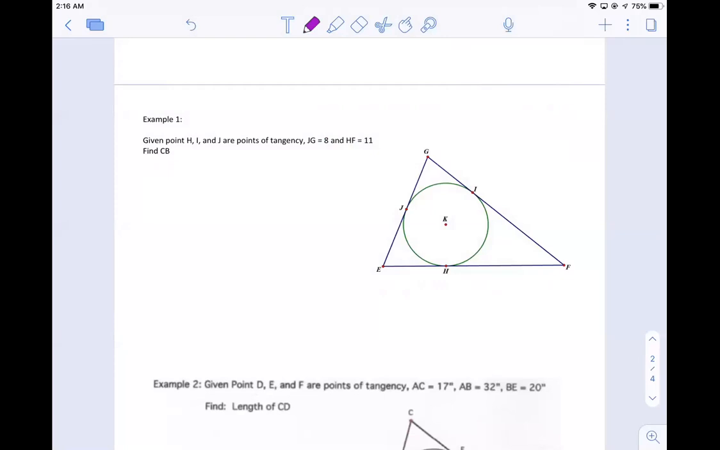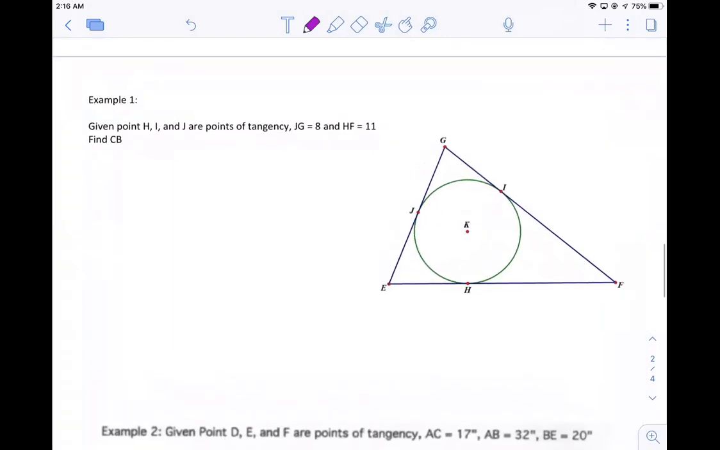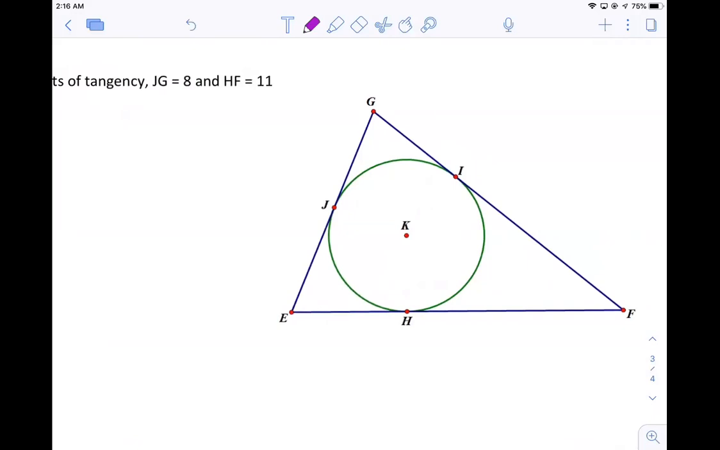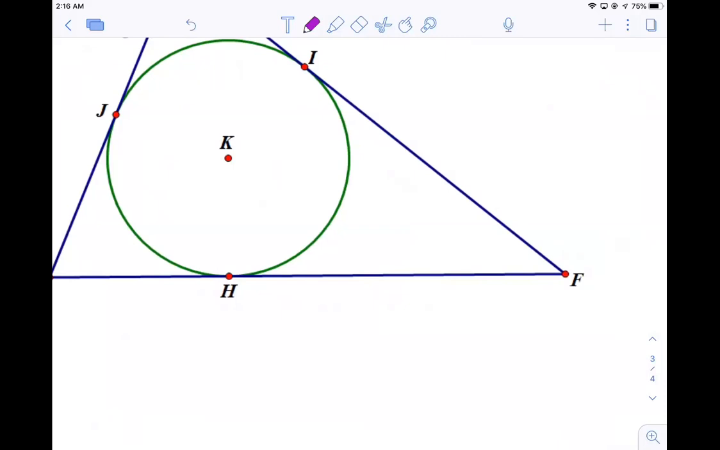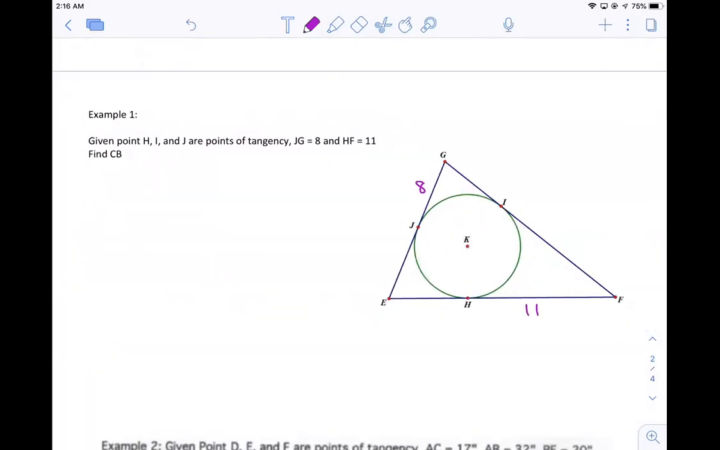Given points H, I, and J are points of tangency. JG is 8. HF is 11. Find the length of CB. There is no CB. I did not mean CB. What did I mean?